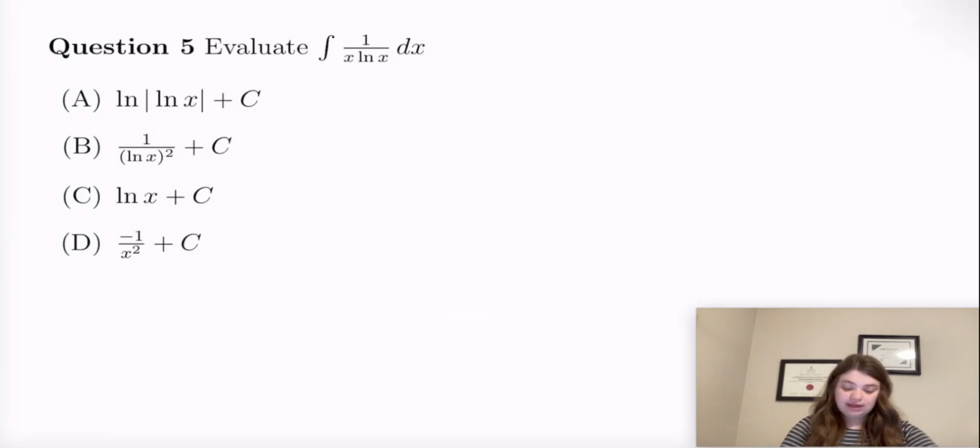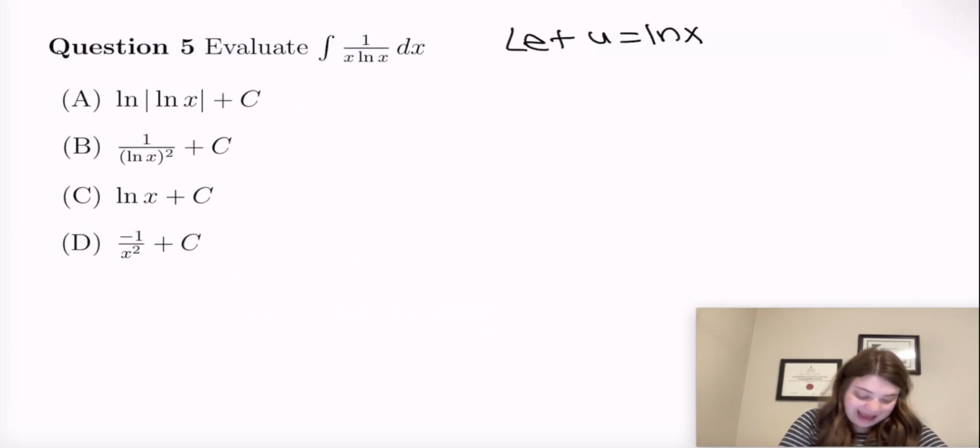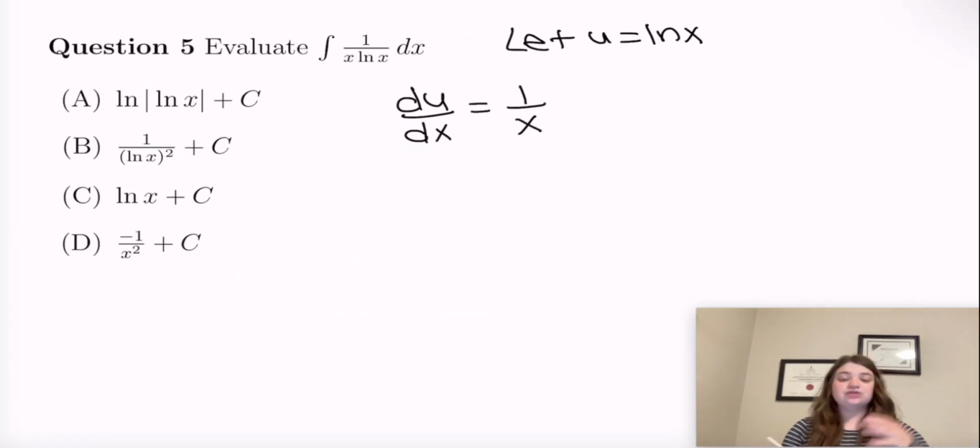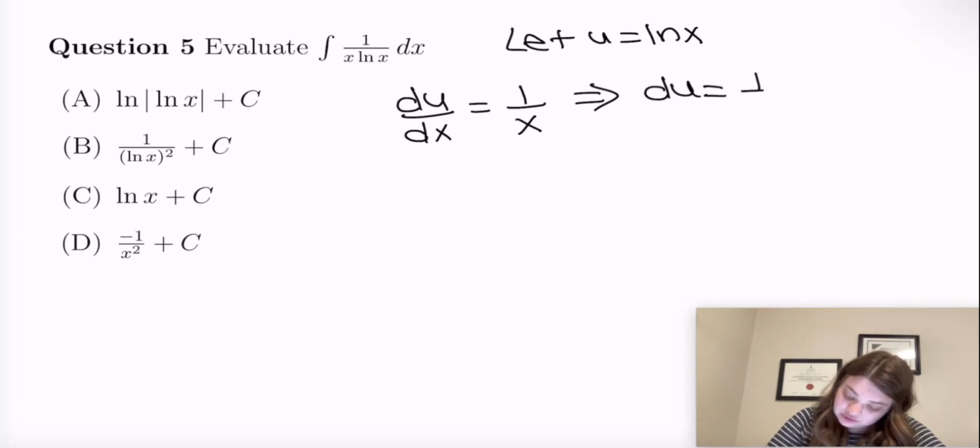So what I'm going to do is I'm going to let u equal ln x for this one. And then what I'm going to do is find the derivative. So the thing is, du over dx must be equal to 1 over x, right? Because what's the derivative of u with respect to x? What's the derivative of ln x? It's 1 over x. So that's how I got that. Then I'm going to multiply, or I guess kind of apply dx to both sides. So we're going to get that du is equal to 1 over x dx.